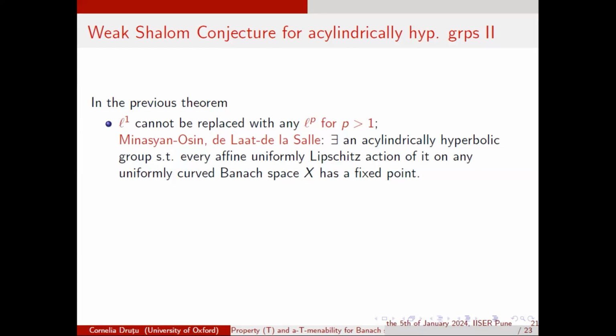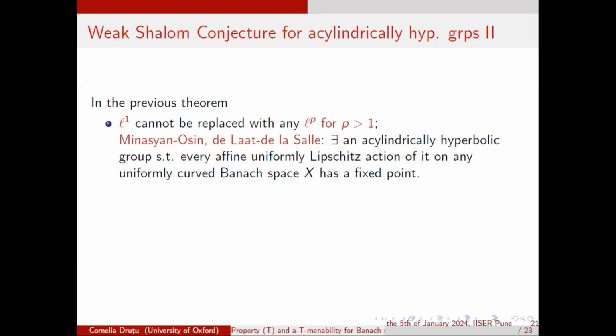Now, by the result of de Laat and de la Salle, if you pick any uniformly curved Banach space, there will be a hyperbolic group that will have a fixed point property for that space, which means that this acylindrically hyperbolic group will have the fixed point property for any uniformly curved Banach space and every affine uniformly Lipschitz action on it. So that means that we really cannot replace L1 by an LP or by anything else, because of this example.